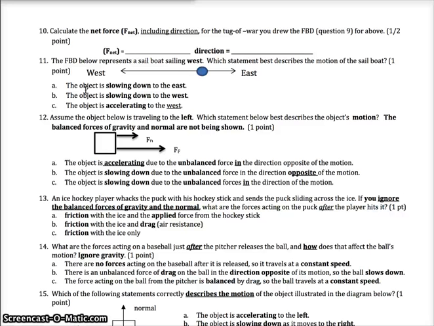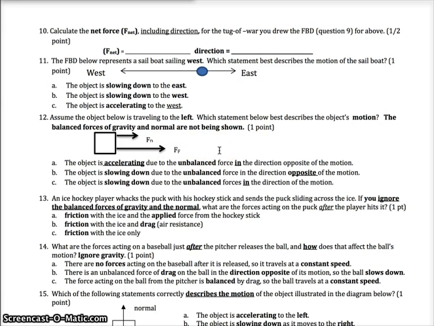12. Assume the object below is traveling to the left. Which statement below best describes the object's motion? The balanced forces of gravity and normal are not being shown. You can assume that they're there. Alright? This is a little bit of a typo right here. This should say FD. So this is your drag force and this is your friction force.